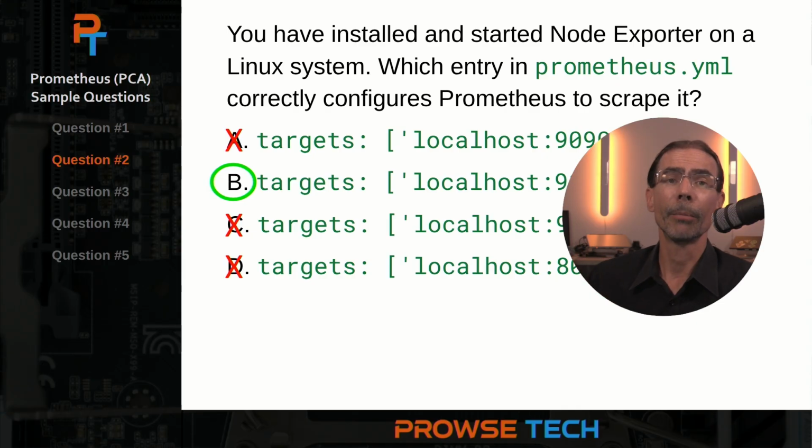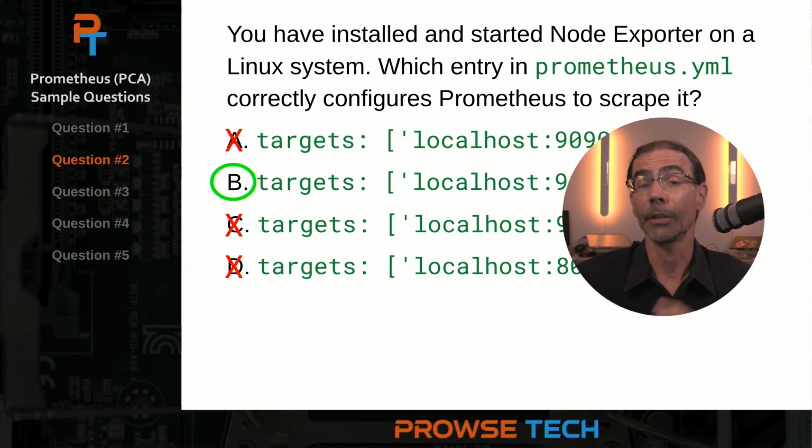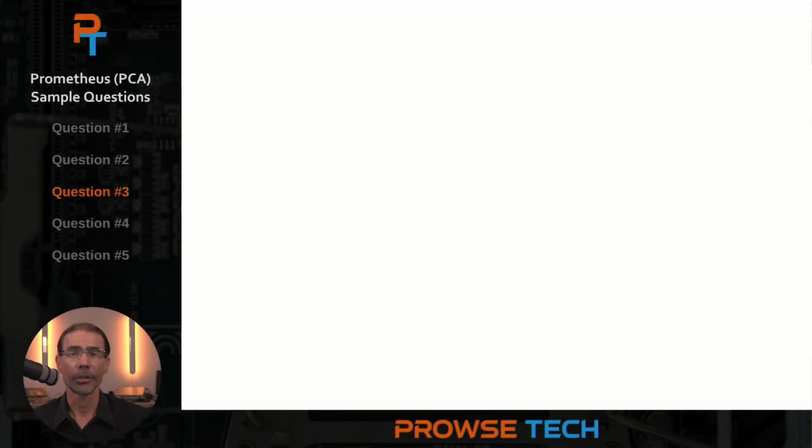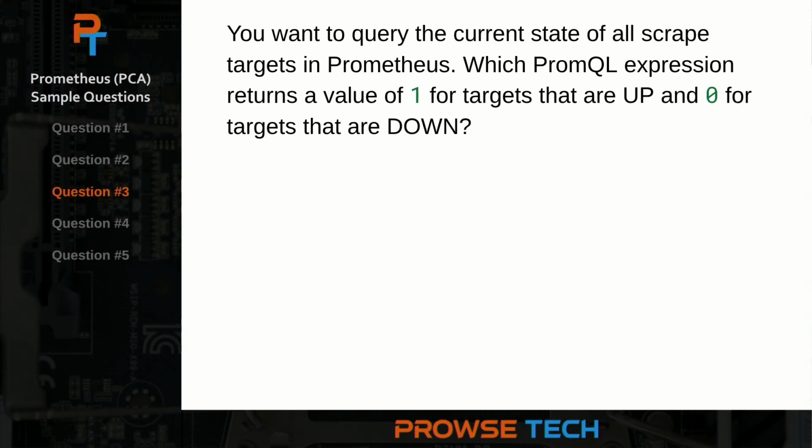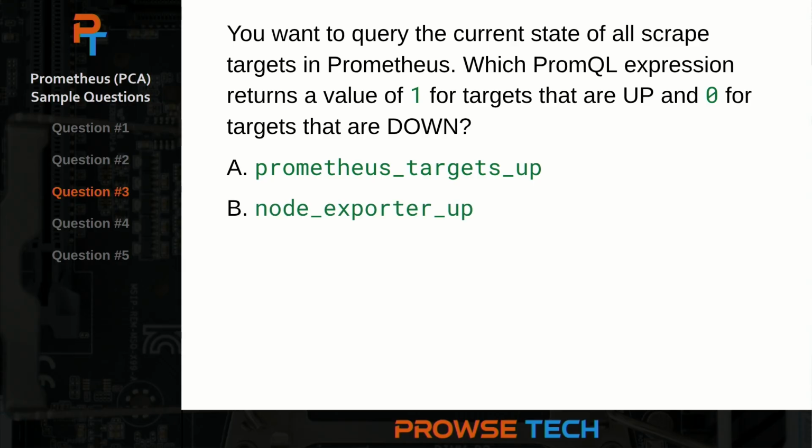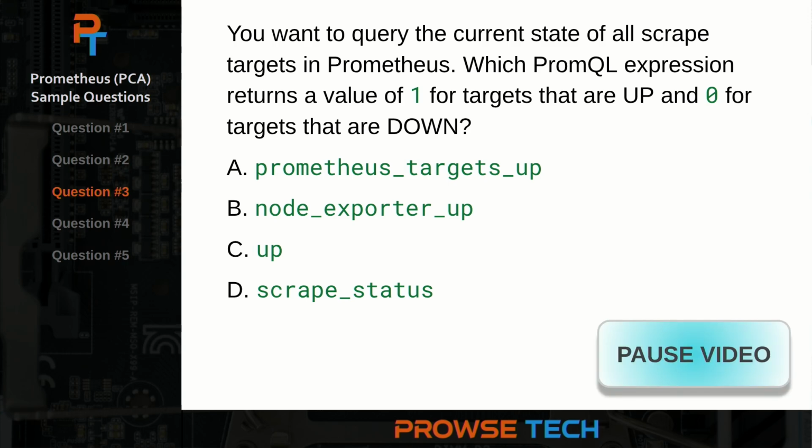Another question down, but those first two were easy. Let's dive a little bit deeper. Question 3. You want to query the current state of all scrape targets in Prometheus. Which PromQL expression returns a value of 1 for targets that are up and 0 for targets that are down? A. Prometheus targets up. B. Node exporter up. C. Up. D. Scrape status. I'll give you 3 seconds now to pause the video, and I'll be back in a little bit with the correct answer.